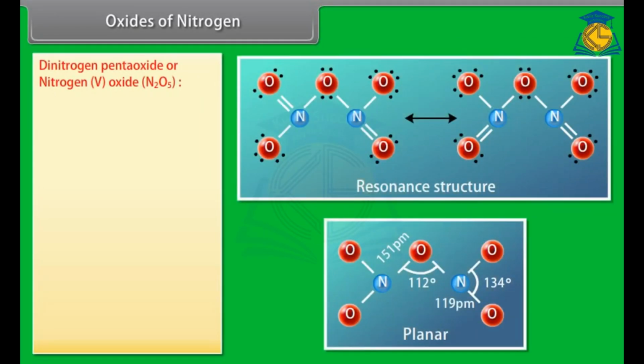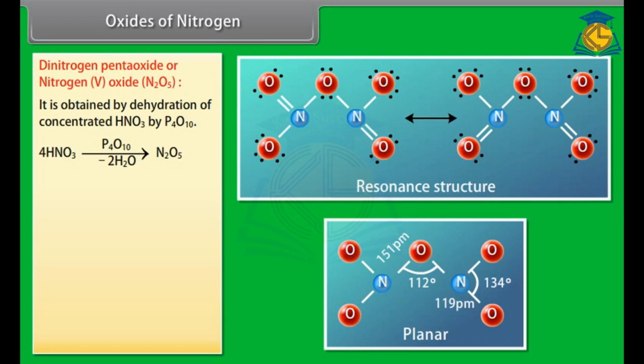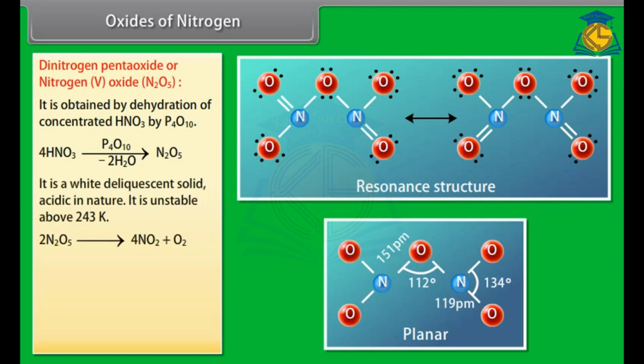Dinitrogen pentoxide or nitrogen 5 oxide. It is obtained by dehydration of concentrated HNO3 by P4O10. It is a white, deliquescent solid, acidic in nature. It is unstable above 243 Kelvin.